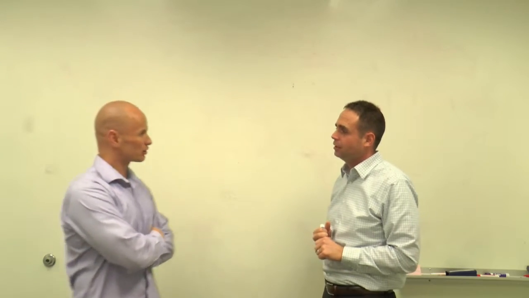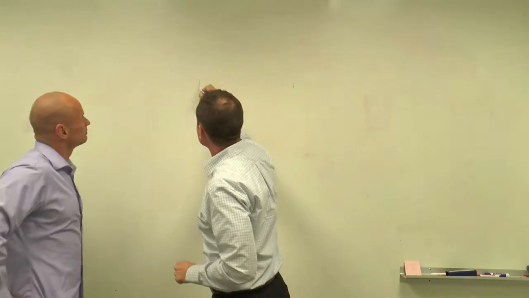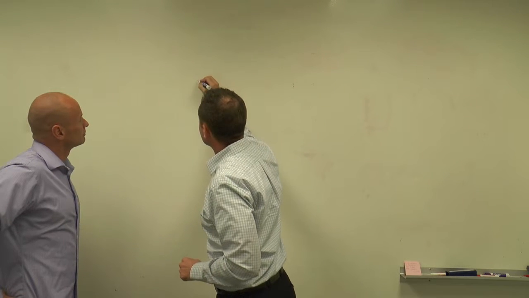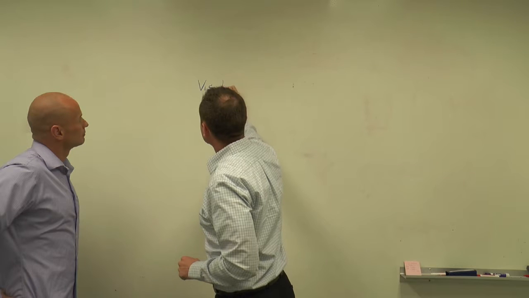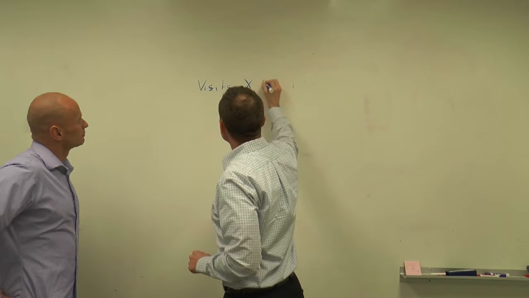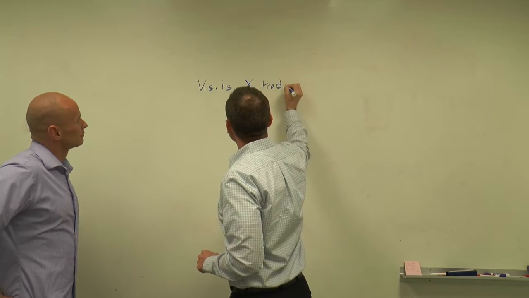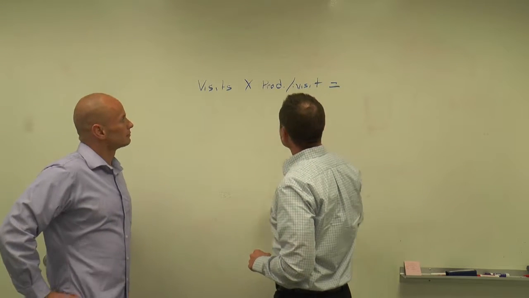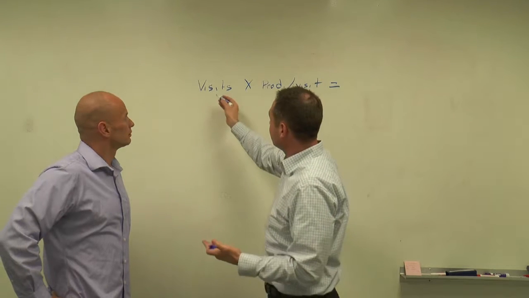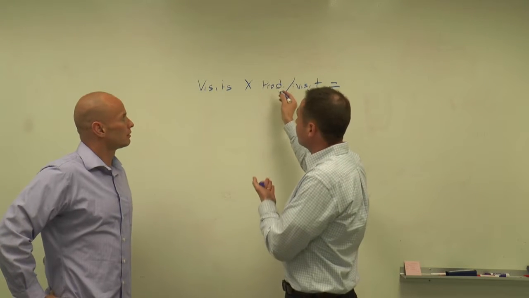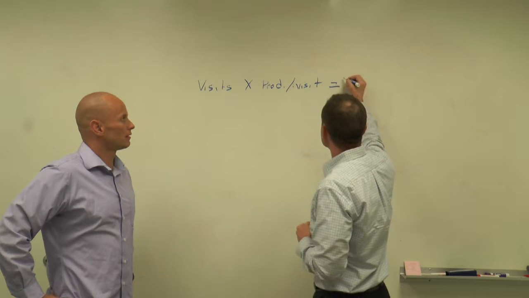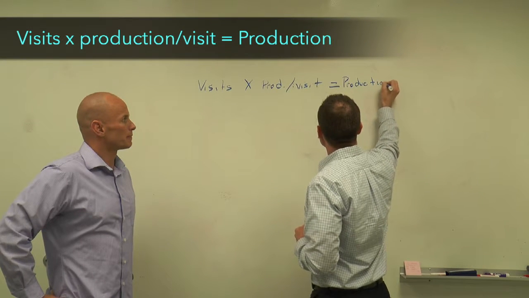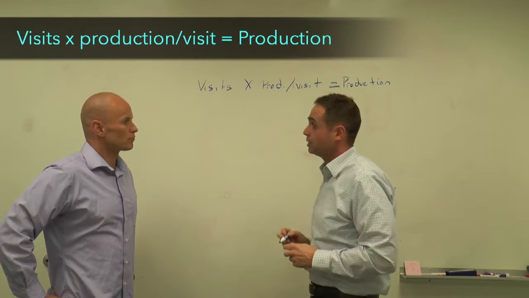Can I write the formula? Yeah, let's run it up. Let me just show you. Let's start with visits. You have to have a visit come in. So visits times production per visit equals production. The number of visits you have coming in times the amount of production you do on those visits equals production. This is a metric that we have right now on our dashboard, right? So that's what you're talking about.